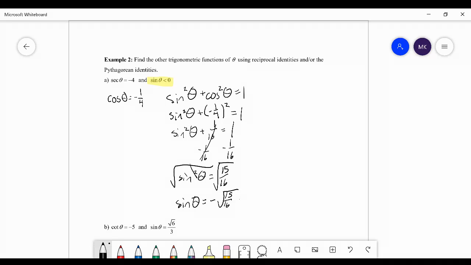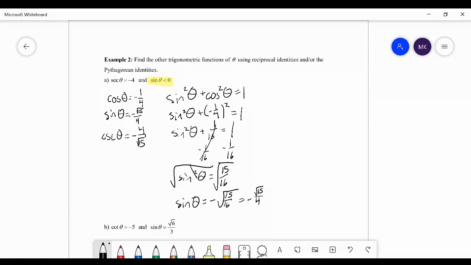Now, for those of you who remember, when we have a root of a fraction, we can take the root of each piece. Square root of 15 is just square root of 15. It's nothing lovely. But square root of 16 is 4. So we get that sine theta is negative root 15 over 4. So let me write that over here. Sine theta, negative root 15 over 4. Whoa. Which means that cosecant of theta is negative 4 over root 15. And if you'd like, you could do negative 4 root 15 over 15. But quite frankly, this is perfectly fine here.